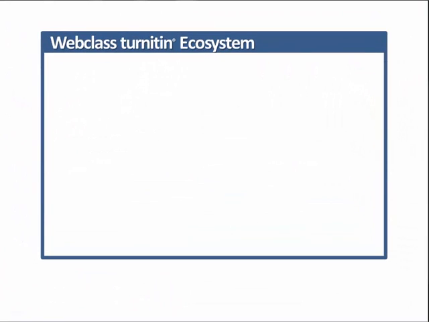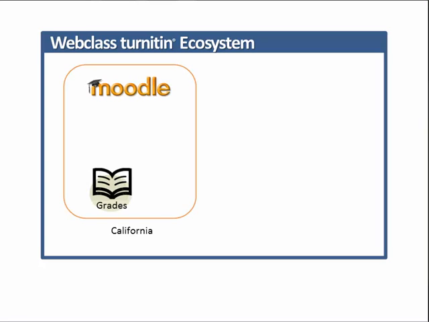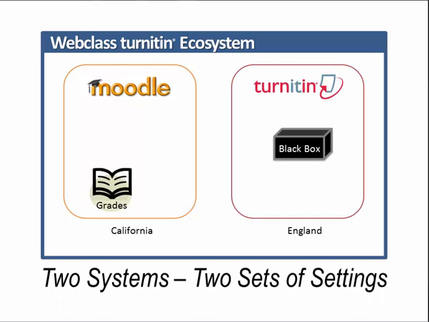In order to appreciate the impact of Turnitin settings, we need to understand the ecosystem in which it exists. The first thing to realize is that Moodle, at least our instance of Moodle, resides here on campus in California. The most important item in our Moodle instance is the gradebook for the class. How information is entered into the gradebook depends on the settings given to activities such as assignments. Turnitin, however, resides in servers in England. What goes on with their software is proprietary and protected, a black box.